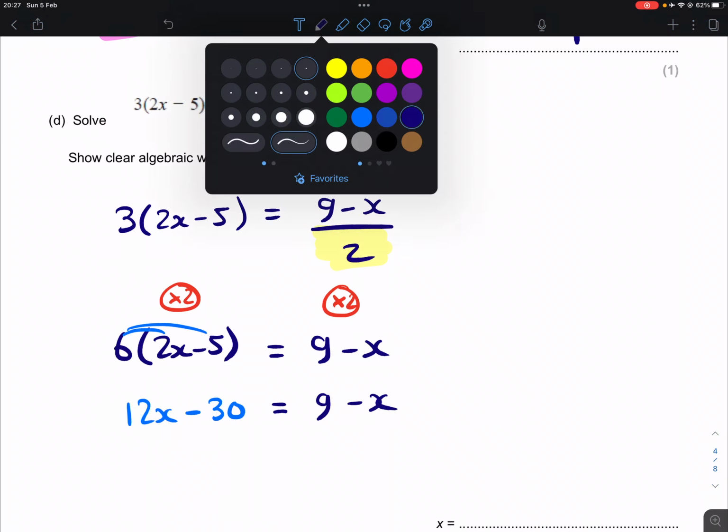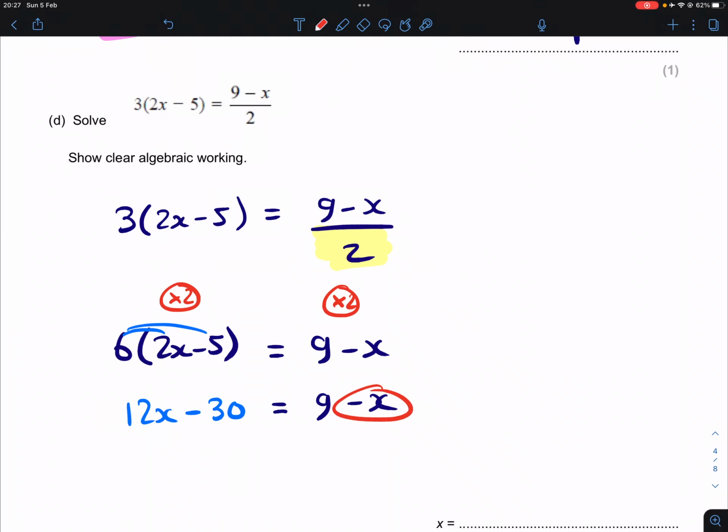So I want to make this minus x disappear from this side. I do that by adding x. I add x to both sides. That's going to make this 12x turn into a 13x. There's still a minus 30 here, and all we'll be left with on the right-hand side is 9.